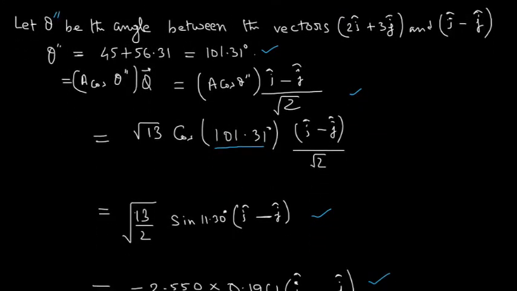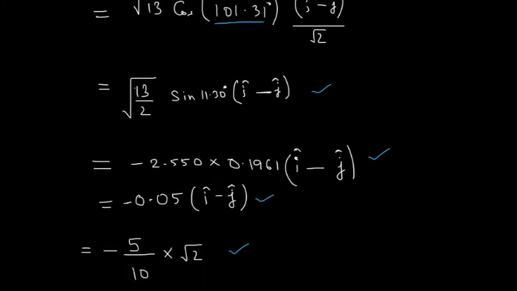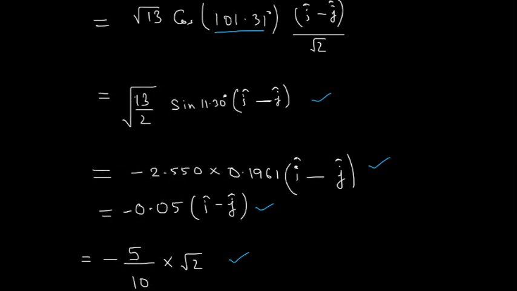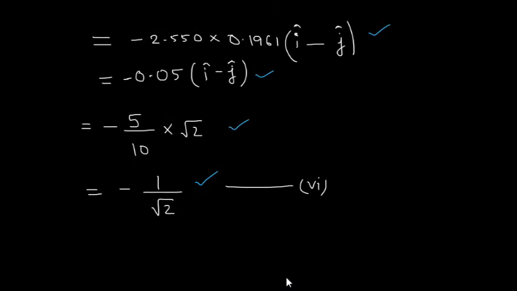Now the next line is root 13 cos 101.31 (i minus j) upon root 2, which is equal to root 13 upon root 2 times minus sine 11.31 (i minus j), which is equal to minus 2.550 into 0.1961 (i minus j), which is equal to minus 0.5 (i minus j), which is equal to minus 5 upon 10 into root 2, which is again equal to minus 1 upon root 2. That is equation number 6, and this is the answer.